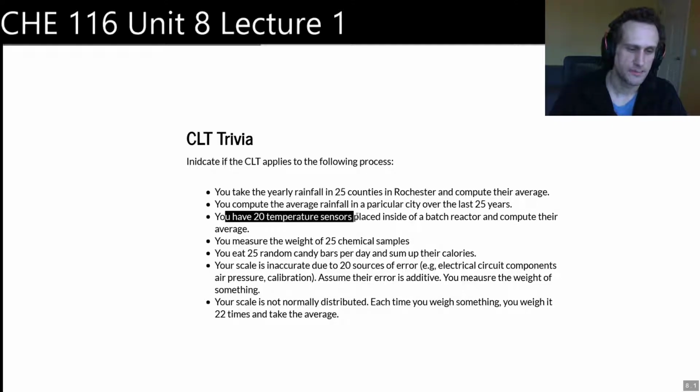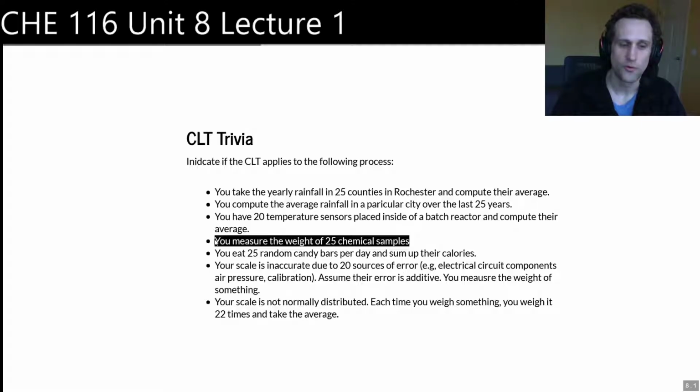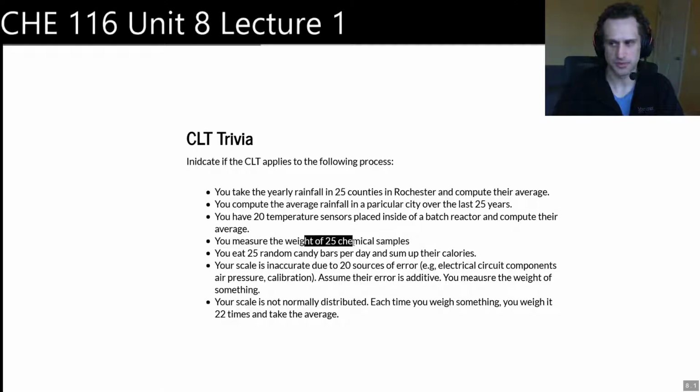You have 20 temperature sensors placed inside of a batch reactor and you compute their average. You have 20 random variables. They could be in different spots, so they have different distributions, but still you're computing their average, so it applies. Okay, you measure the weight of 25 chemical samples. Okay, this one's kind of a trick, right? We measured the weight, but we didn't take the average. So we actually have 25 numbers here, but we didn't do an averaging or a sum. So no, the central limit theorem doesn't apply because you didn't take the average or do any summation.